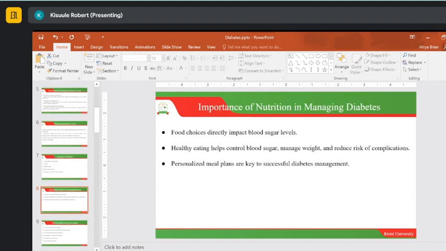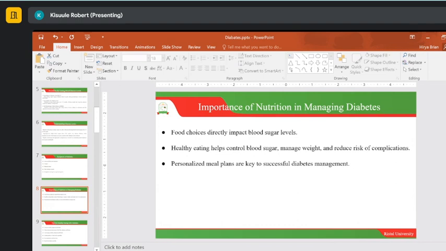So what is the importance of nutrition in managing diabetes? Like we saw, for diabetes type 1, not a lot can be done, but then we'll find ways of going around it. But for diabetes type 2, where this comes from weight gain, where we are putting in a lot of sugar or a lot of calories or a lot of fat into the body, really food choices can directly impact these blood sugar levels.